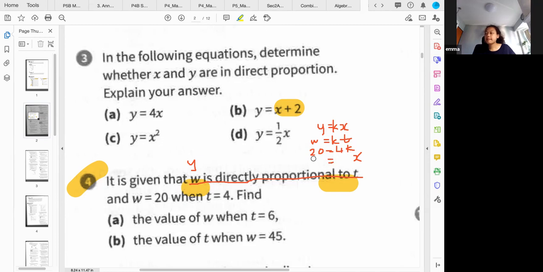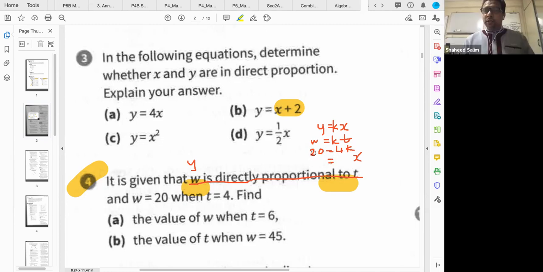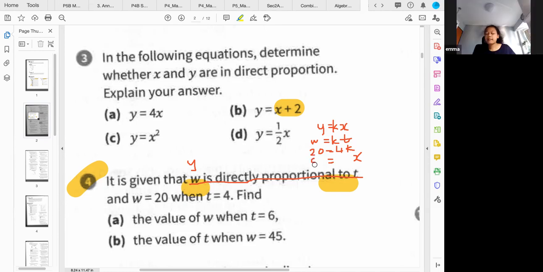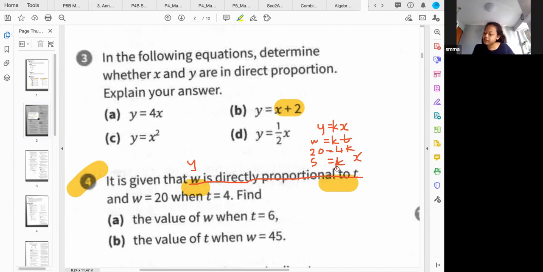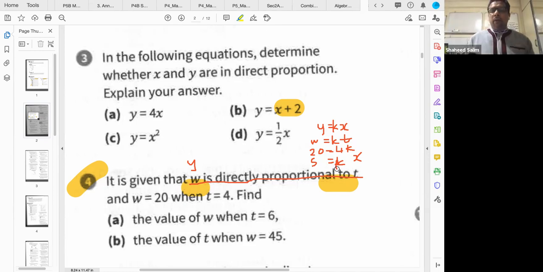You want to find K? Y divided by X. So this is 20 divided by 40. You get 5. Are we in agreement? W equals 30. Okay, what about T?